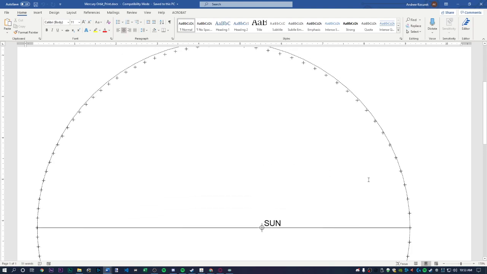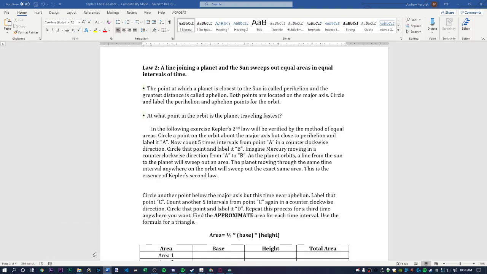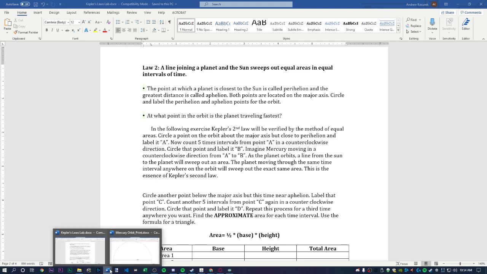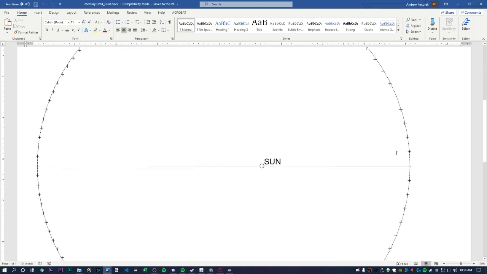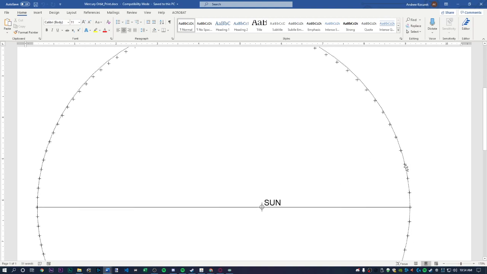So if we were to take an equal amount of days, I believe we have you doing 5 days. Count 5 intervals of time from point A in a counterclockwise motion. So it says circle a point on the orbit about the major axis, but close to perihelion. Perihelion is the point closest to the sun. So let's say you had this point. You would circle this point or mark it somehow and then count 5 days. So 1, 2, 3, 4, 5.